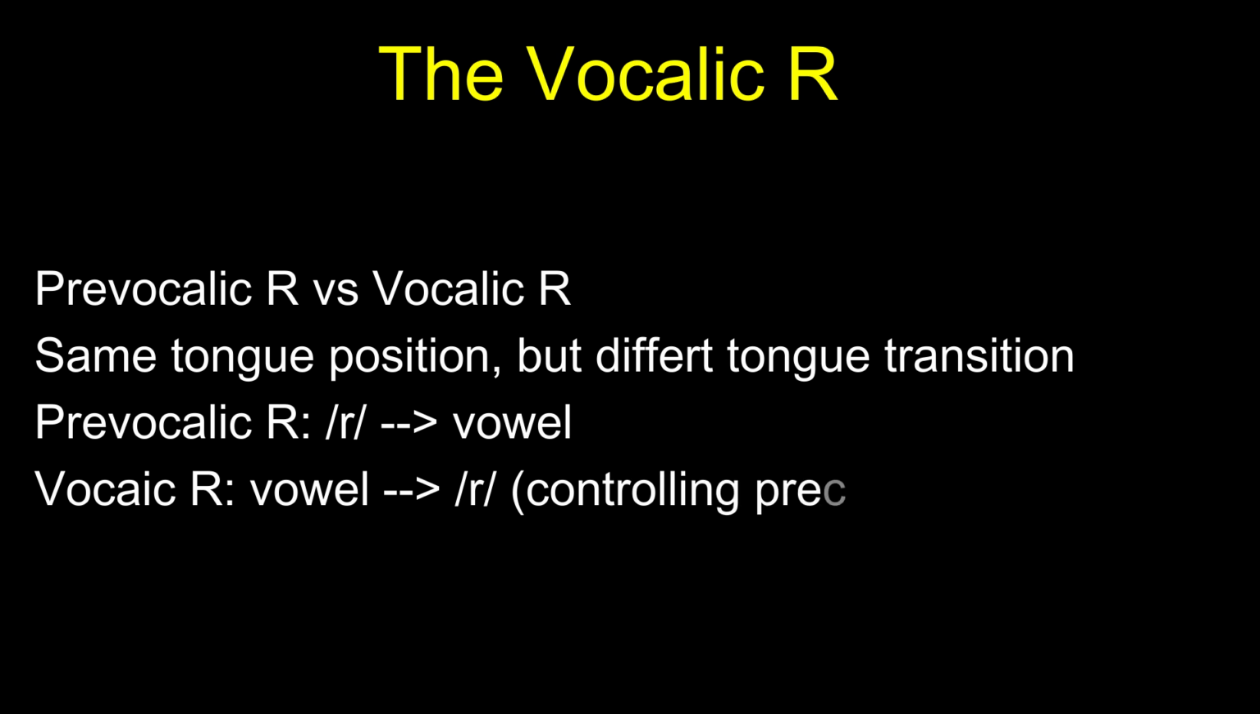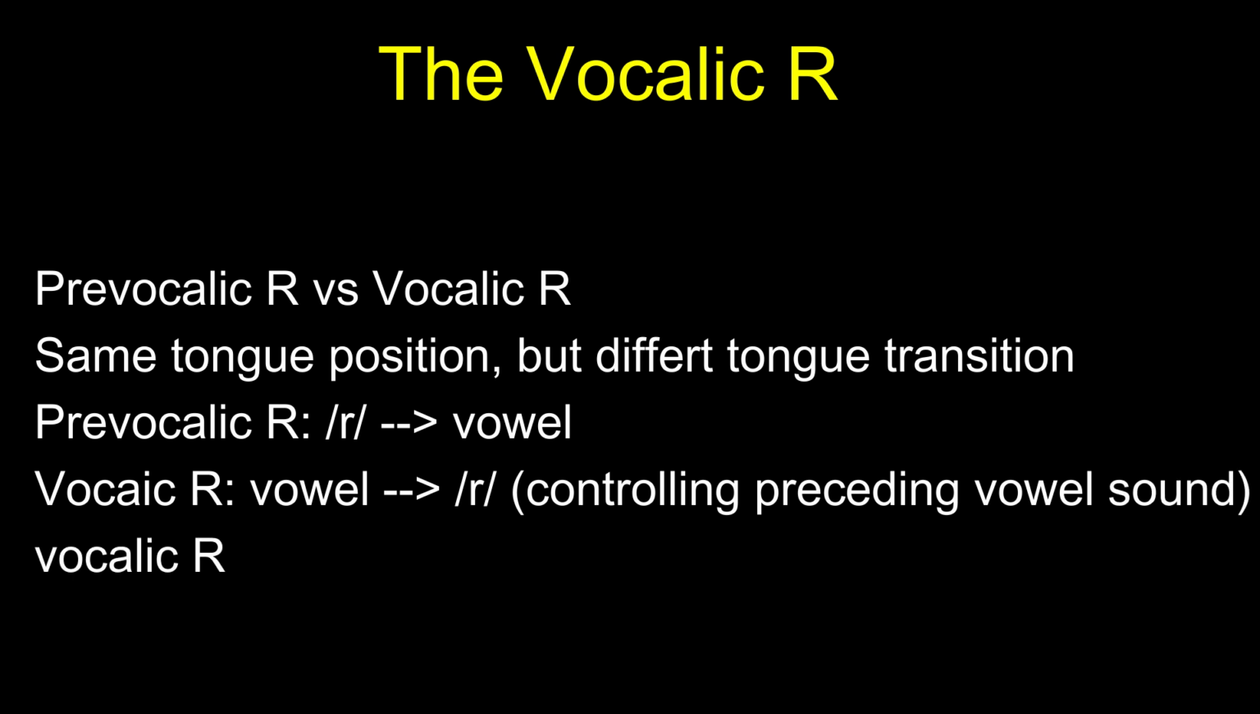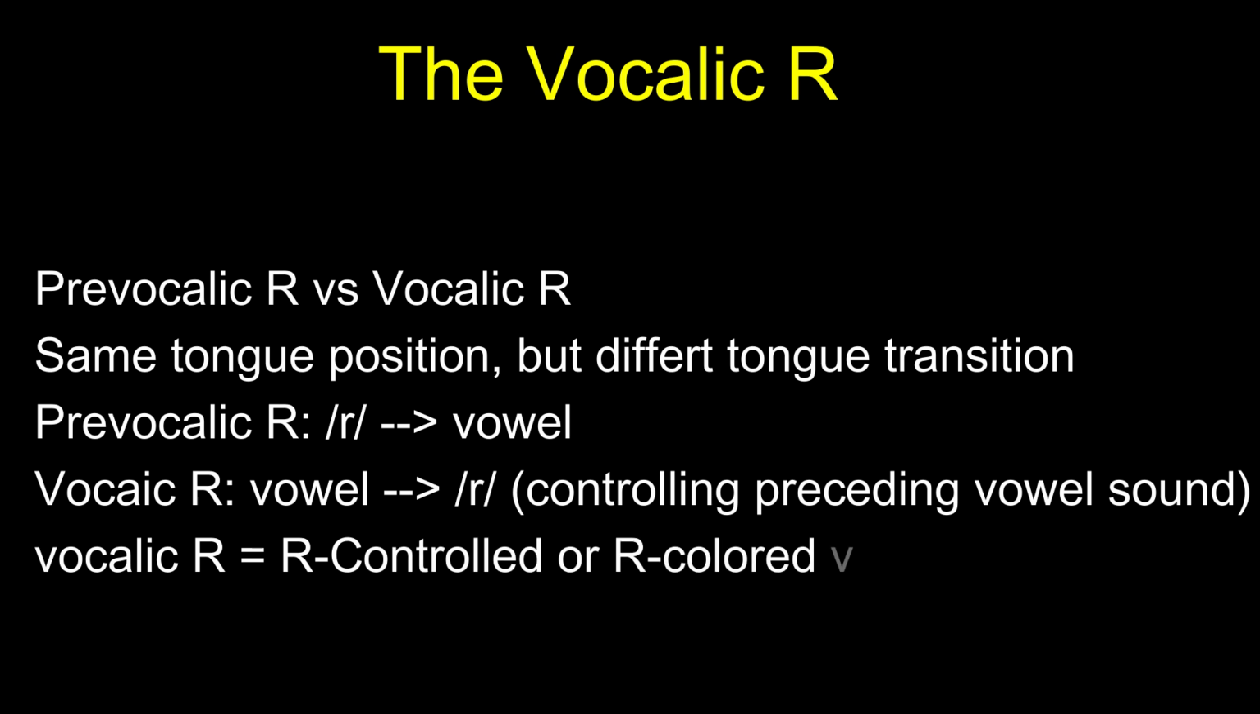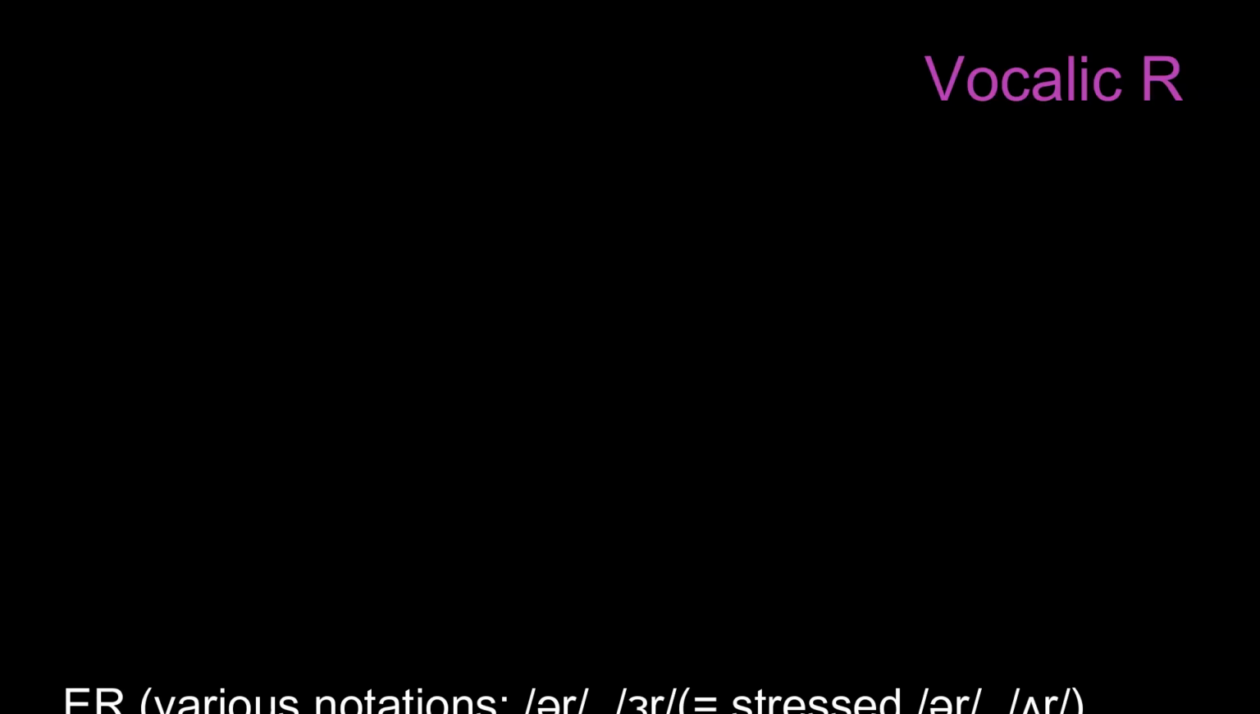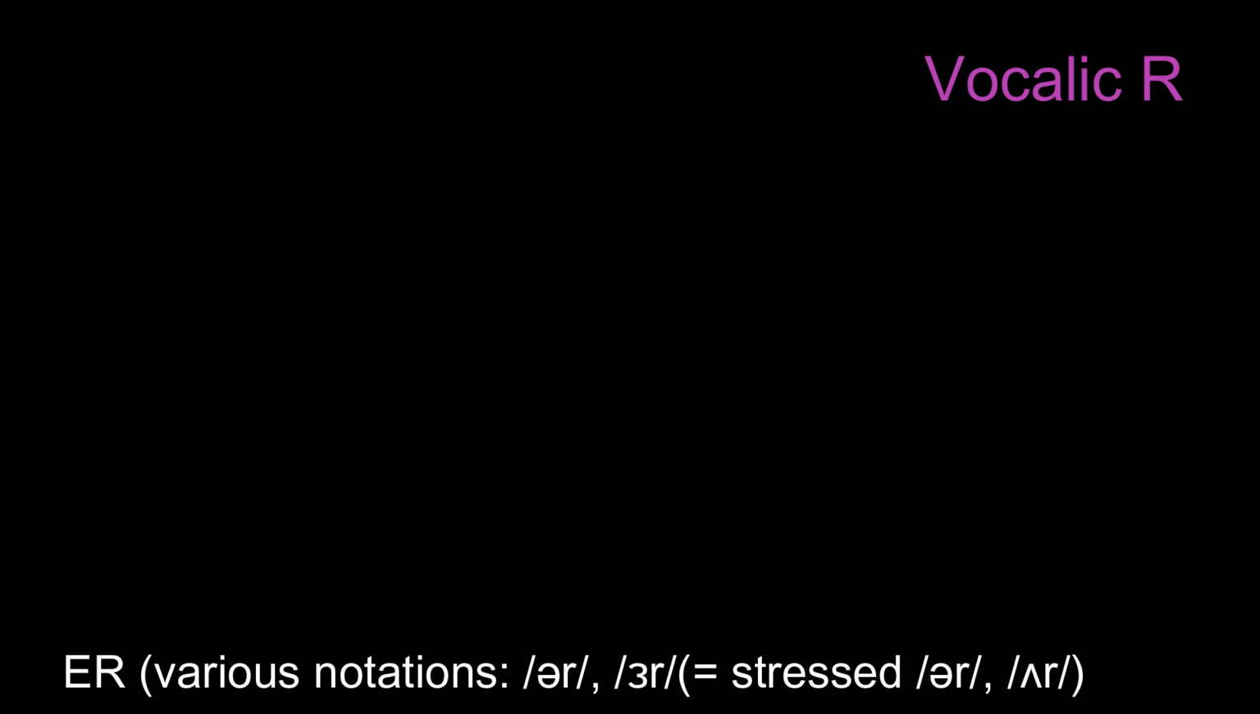In doing so, the vocalic R can control the preceding vowel sound. For this reason, American elementary school teachers call the vowel sounds before the vocalic R the R-controlled or R-colored vowels, which we learned in the chapter on vowels. To recap, these are some words with R-colored vowels.